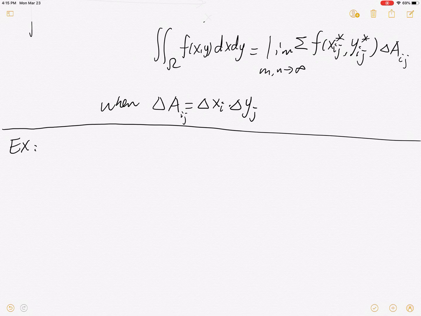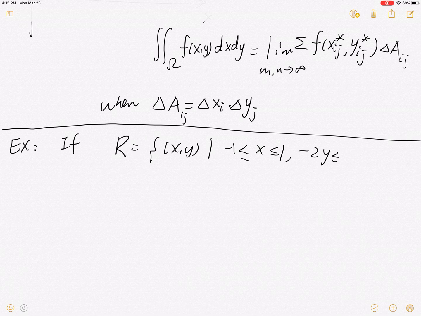Now, before we introduce a systematic method to compute the integral, we first give an example which can be solved using the geometric interpretation. So suppose R is a domain given by the following conditions. So it's in 2D, and x is between -1 and 1, and y is between -2 and 2. Evaluate the integral.